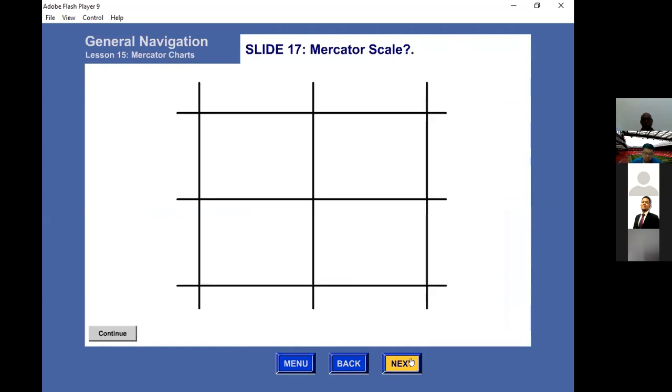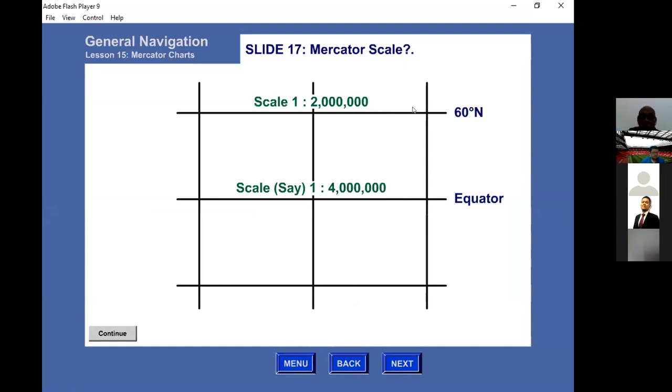Now, when we see it in this fashion, let's see. The distance between the meridians. Now, let's take the equator. This is 1:4,000,000. At 60 degrees north, the scale is an expanded scale. So you'll find that for the same distance, it is 2,000,000. For example, if they are talking about one square, at the equator this is 4,000,000, and here it will be 2,000,000. Why? Because it is expanding. You need a larger length to reflect the same distance.